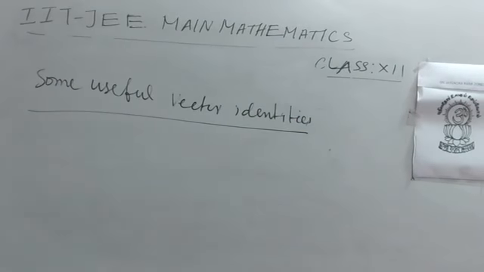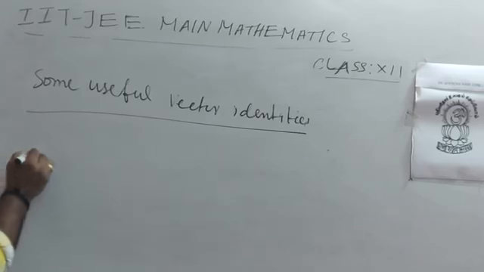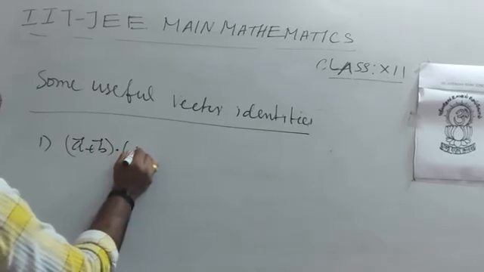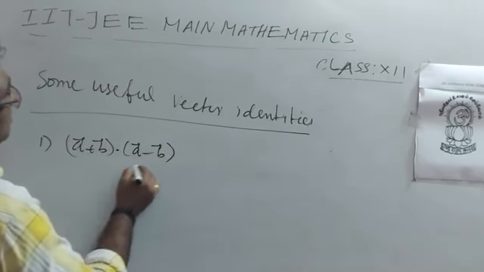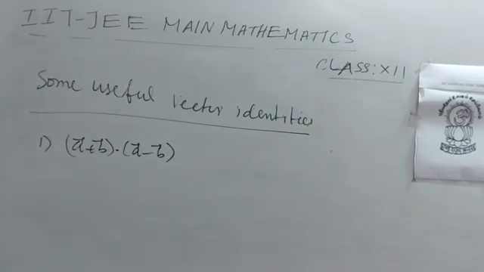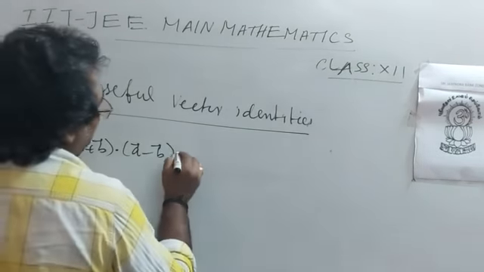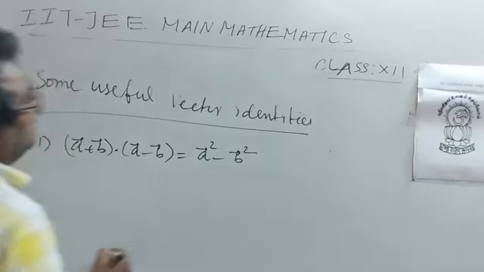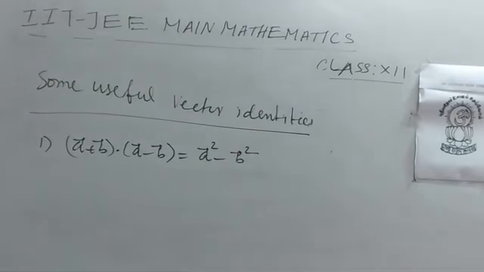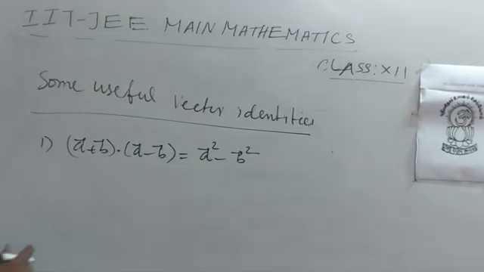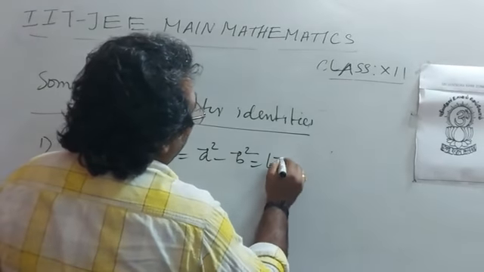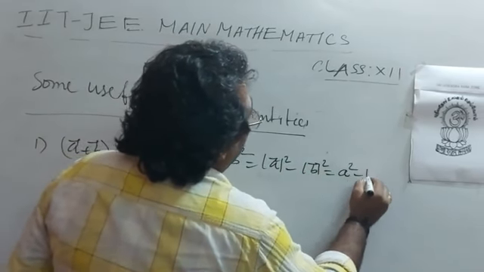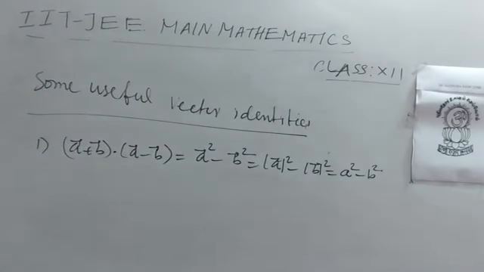Some useful vector identities. A vector plus B vector dot A vector minus B vector equal to A vector squared minus B vector squared equal to modulus A vector squared minus modulus B vector squared equal to A squared minus B squared.